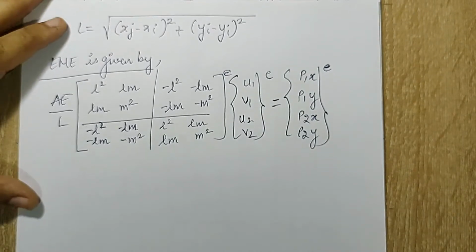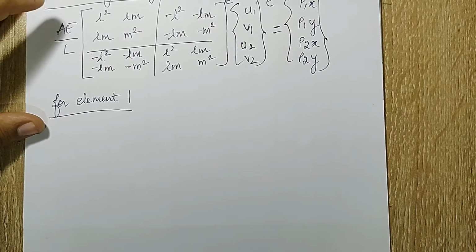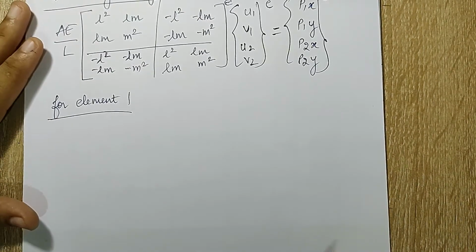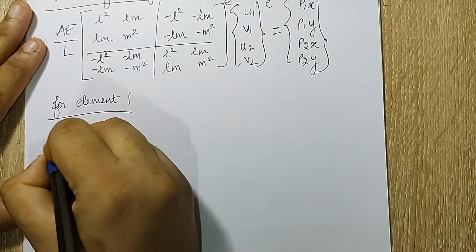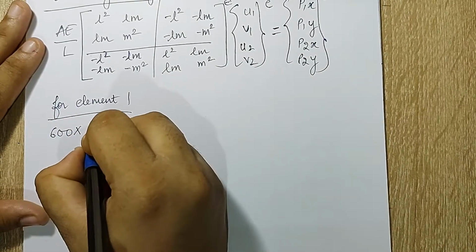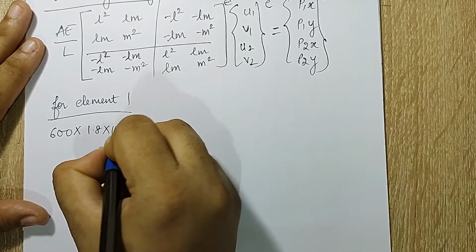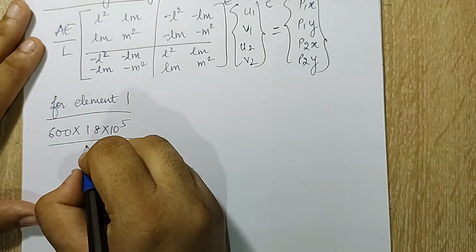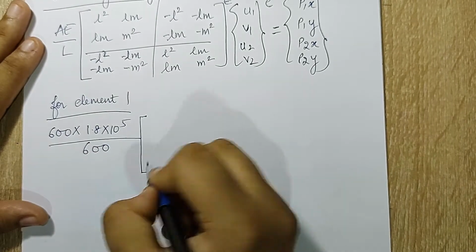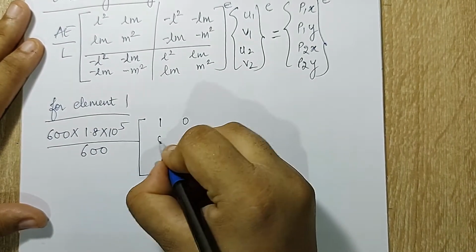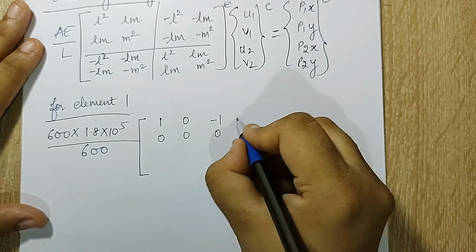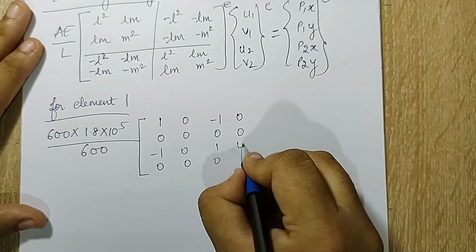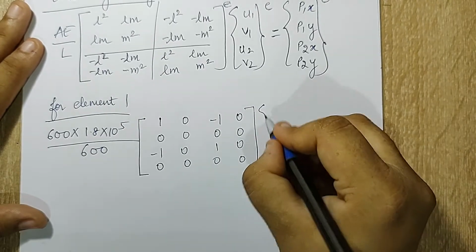I'll start for element 1. The value of E is 180 gigapascal. The value of area is 6 centimeter square. So area will now become 600 mm square because it was 6 centimeter square. E will be 1.8 into 10 raised to 5 Newton per mm square. The length of the first element is 600. The value of L is 1. These are 0. So minus 0, 0, 0. Minus 1, 0, 0, 0, 1, 0, 0, 0. I think you can fill up now.